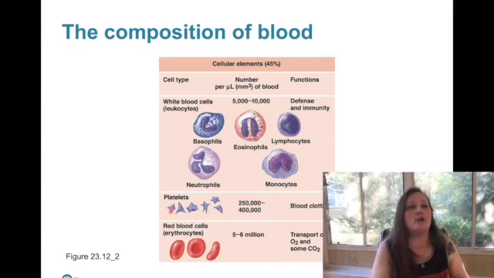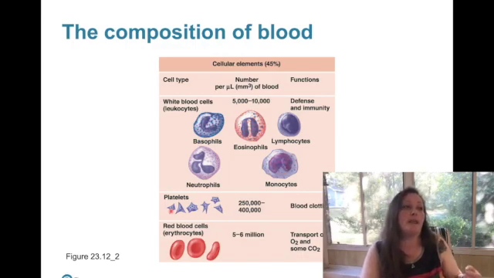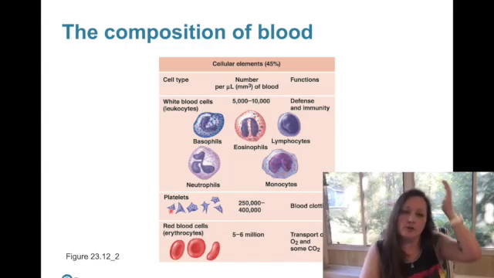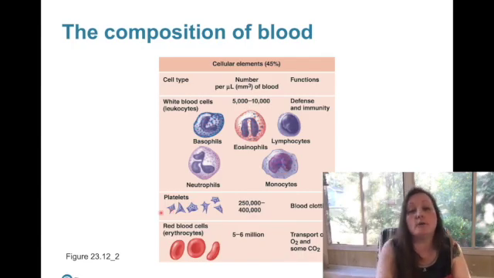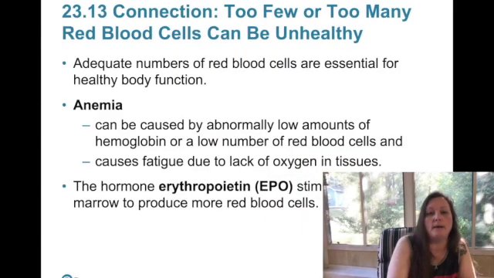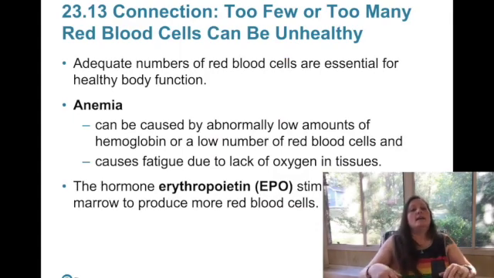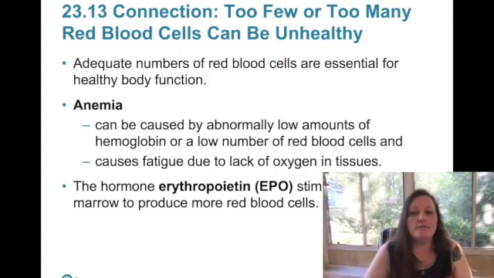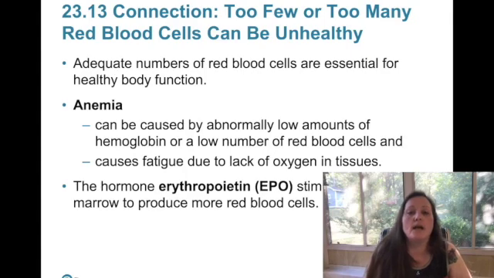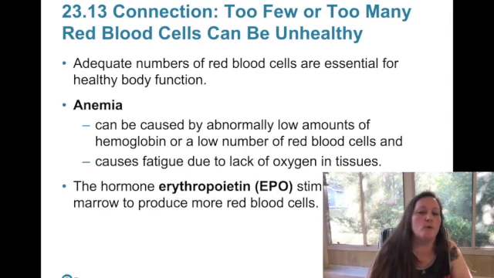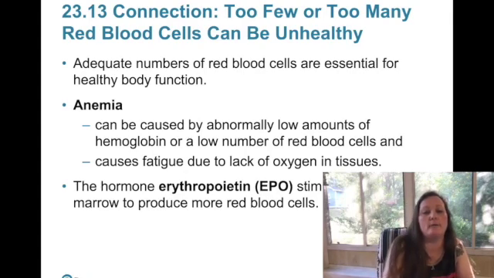This is why if somebody is on a blood thinner medication, they're supposed to be very careful, and if they hit their head or something, they need to go get checked, because you can hit your head and start having bleeding on the brain and you don't even realize it until there's really bad stuff. Okay, anemia. This is from low amounts of hemoglobin or a low number of red blood cells. This can cause fatigue due to lack of oxygen in the tissues. The hormone EPO will stimulate the bone marrow to produce more red blood cells, because blood is made from your bone marrow.